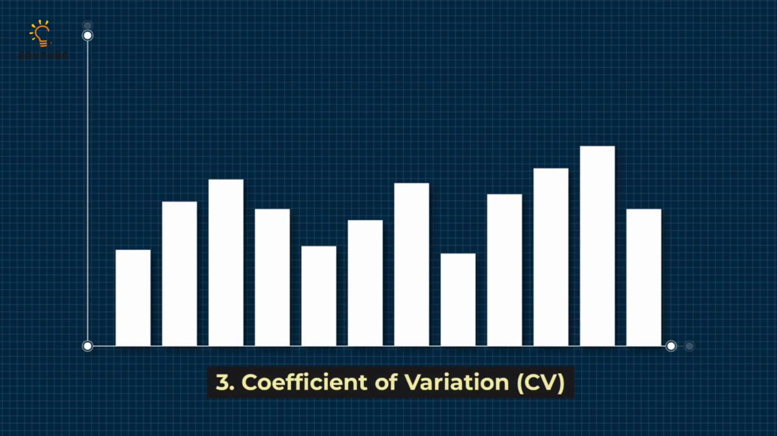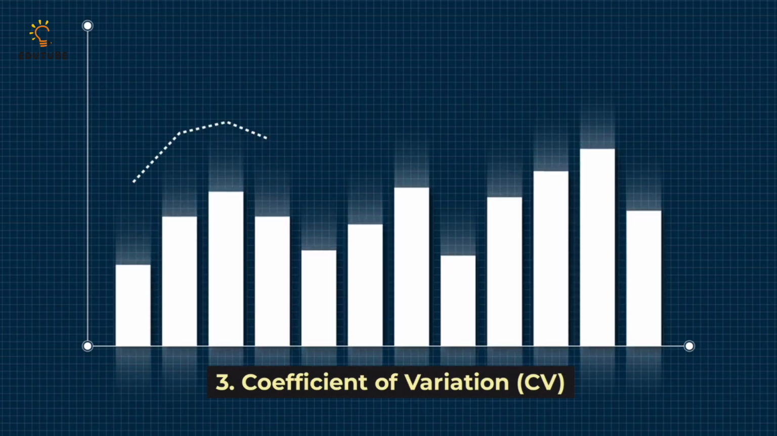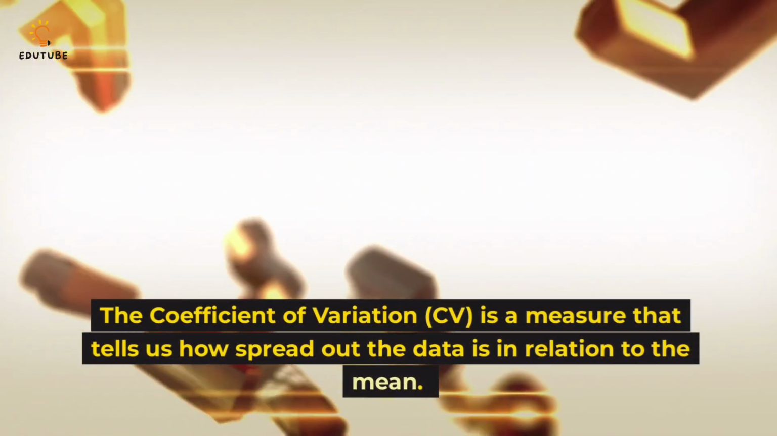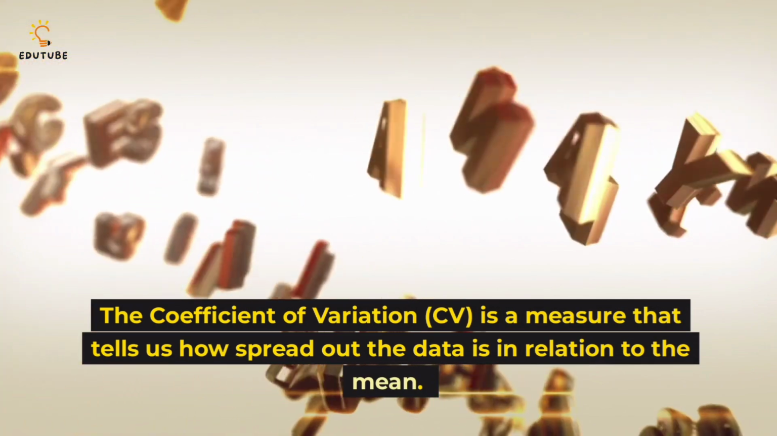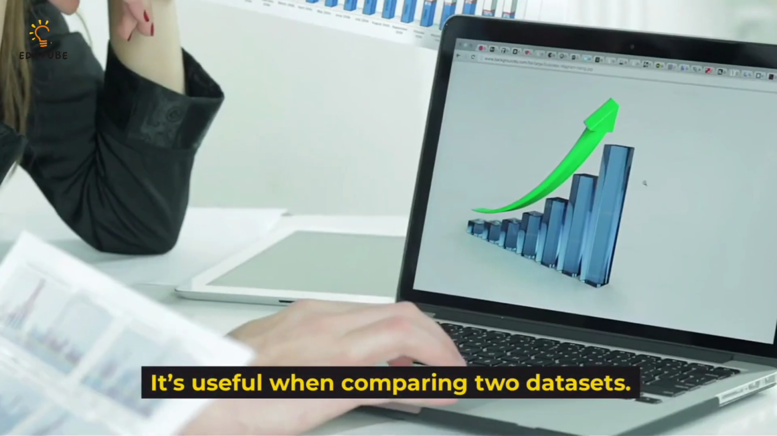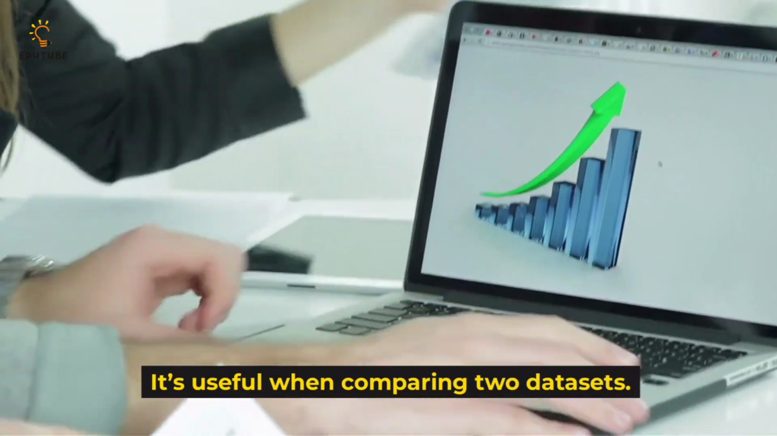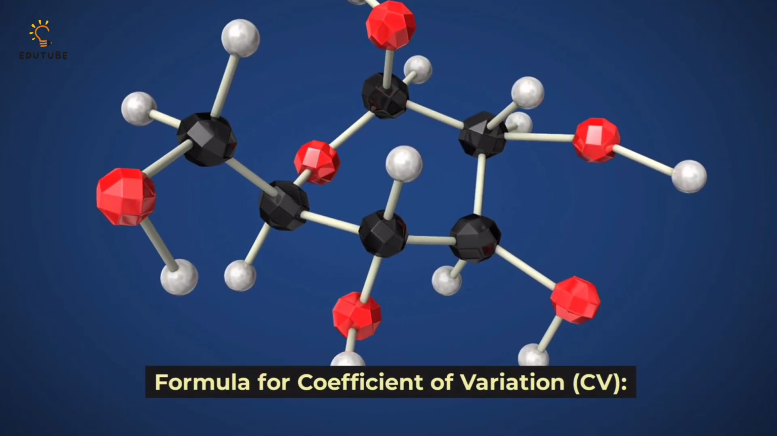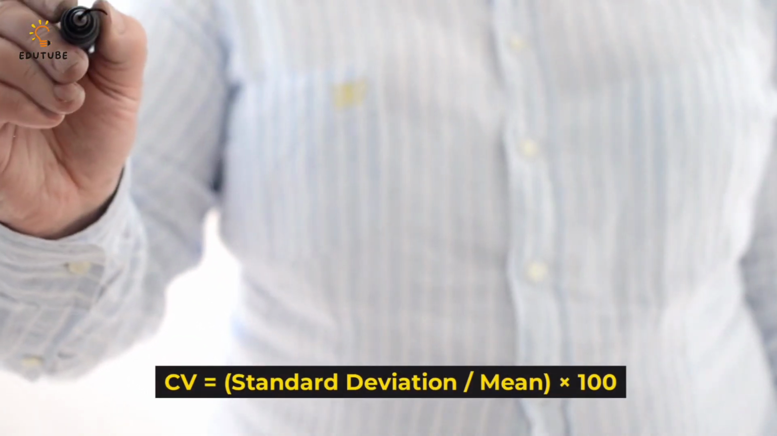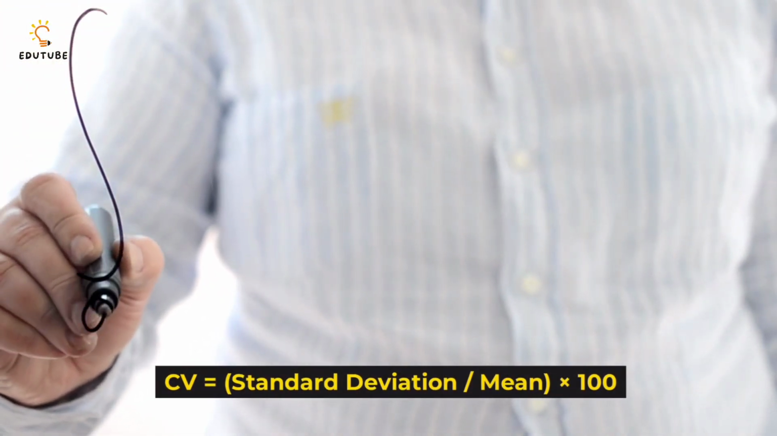3. Coefficient of variation, CV. What is the coefficient of variation? The coefficient of variation, CV, is a measure that tells us how spread out the data is in relation to the mean. It's useful when comparing two datasets. Formula for coefficient of variation, CV: CV equals standard deviation divided by mean, times 100.